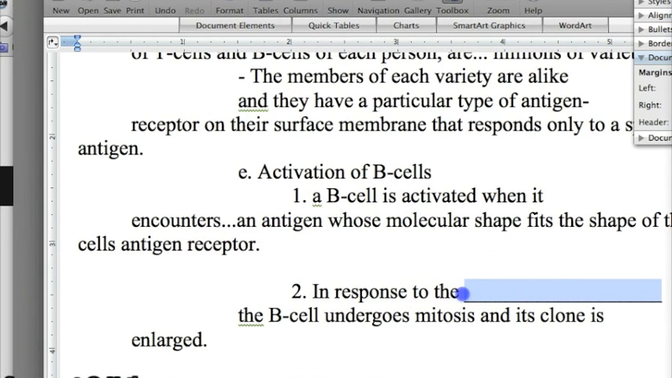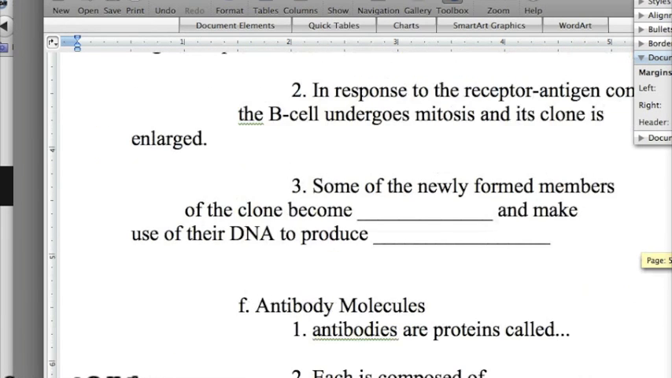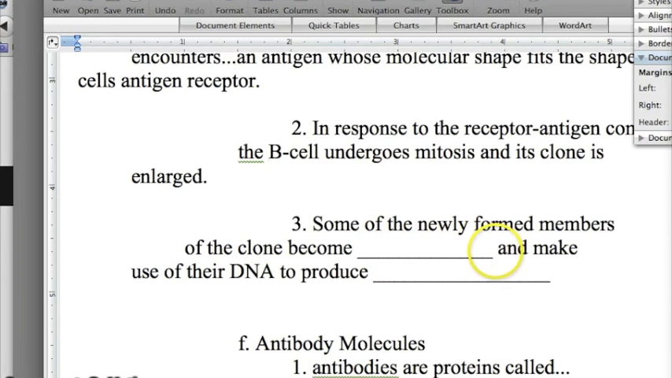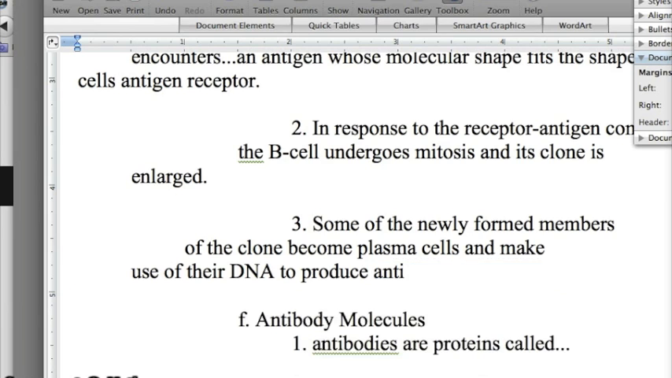So back to our notes. So in response to the receptor antigen combo, the B cell undergoes mitosis and its clone is enlarged. So it would make a whole bunch more of itself. So some of the newly formed members of the clone will then become what are called plasma cells. And they then make use of their DNA to produce antibodies.